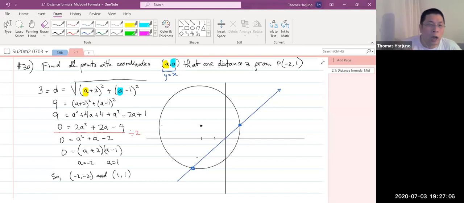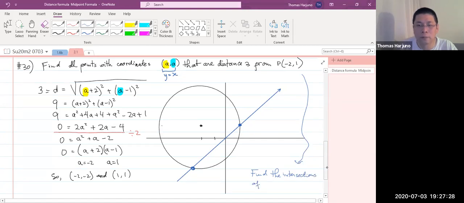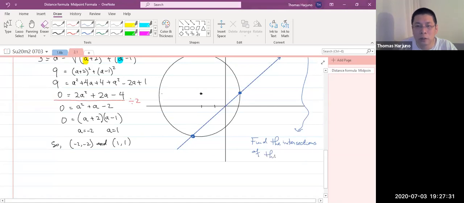Okay. So I will do exactly the same work if I rewrite the question as: find the intersections of the circle centered at (-2, 1) with radius 3 and the line y = x.